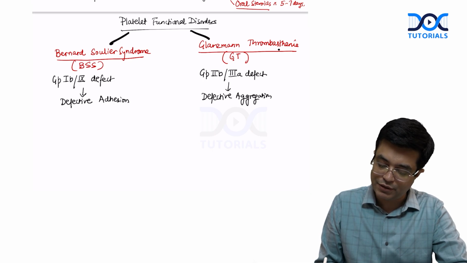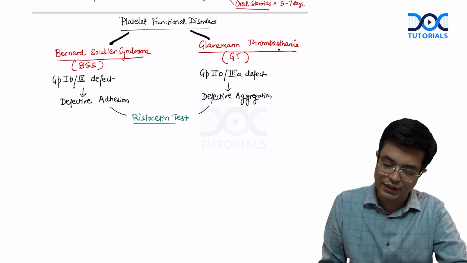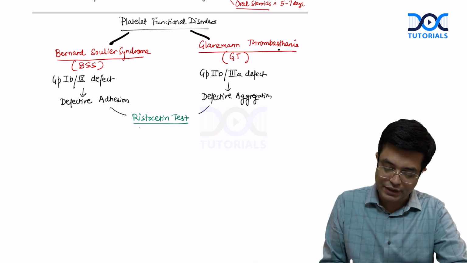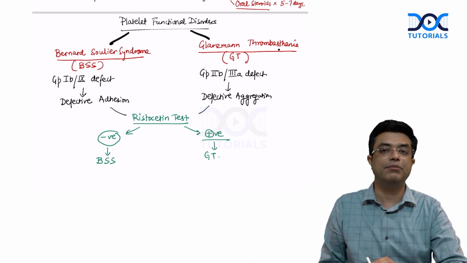If you are suspecting both of them, the test that you should be performing is called the Ristocetin aggregation test, also called simply the Ristocetin test. If the Ristocetin test is found to be negative or abnormal, then Bernard-Soulier syndrome should be suspected. If it is found to be positive, which is a normal test, you should suspect Glanzmann's thrombasthenia in the patient.